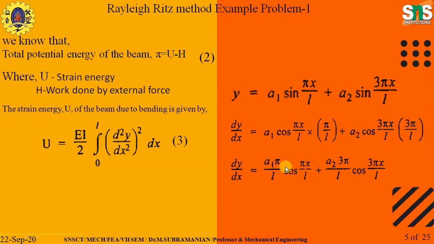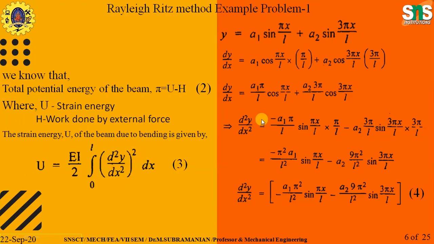Simplifying, taking the constant terms separately, we get a1 π/L cos(πx/L) plus a2 3π/L cos(3πx/L). The first differentiation is complete. Then we differentiate again to get d²y/dx². The derivative of cos is minus sin, so the common constant a1 π/L is rewritten with sin(πx/L) times π/L, then minus similarly a2 3π/L sin(3πx/L) times 3π/L.